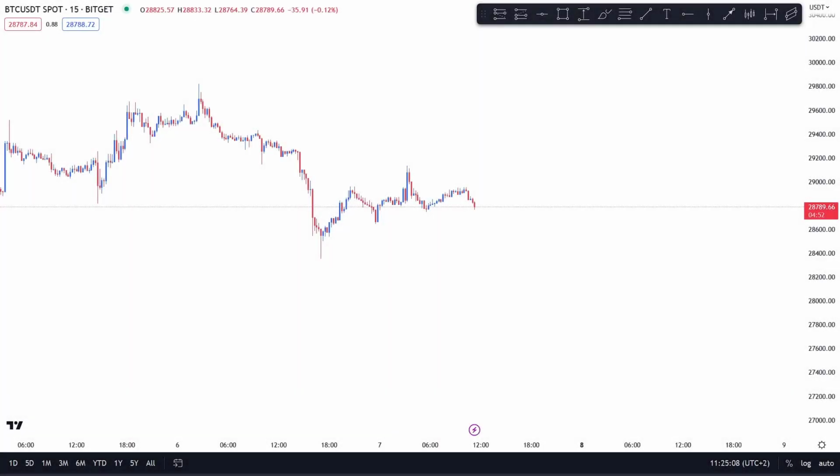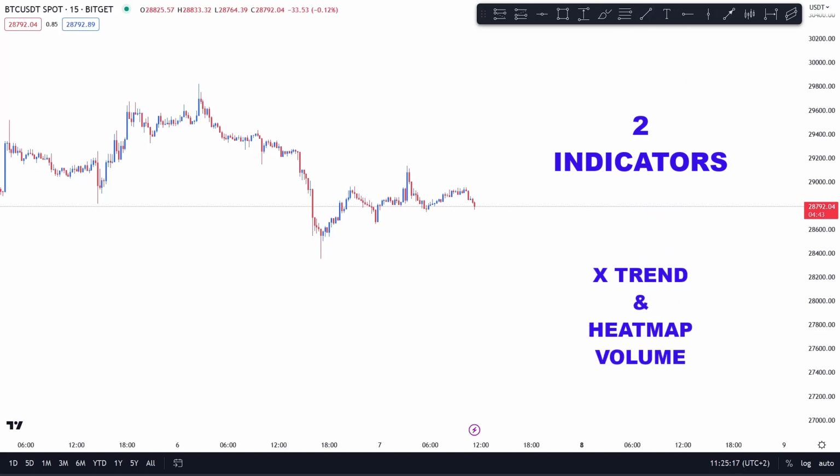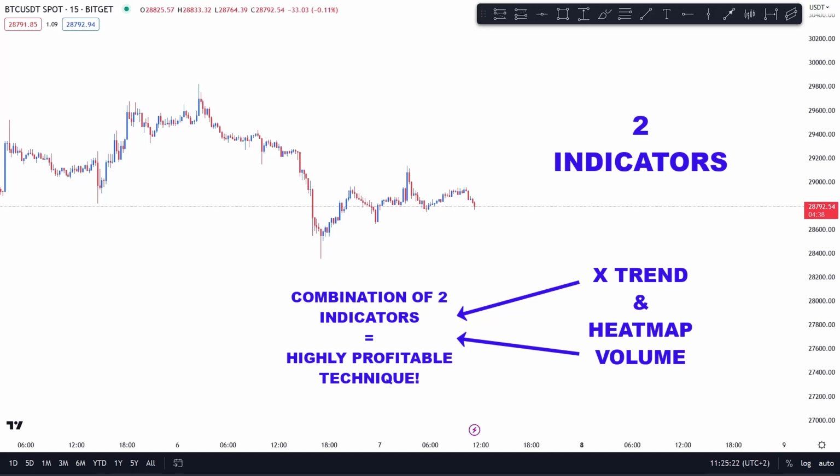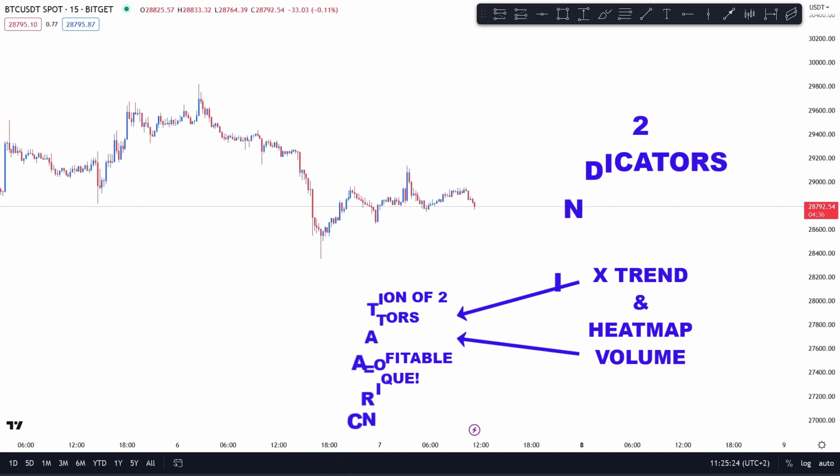In this video, we're going to introduce you to an exciting new trading strategy that combines two powerful indicators, the Xtreme indicator and the Heatmap Volume. By leveraging the strengths of both of these indicators, we've developed a highly profitable trading technique.